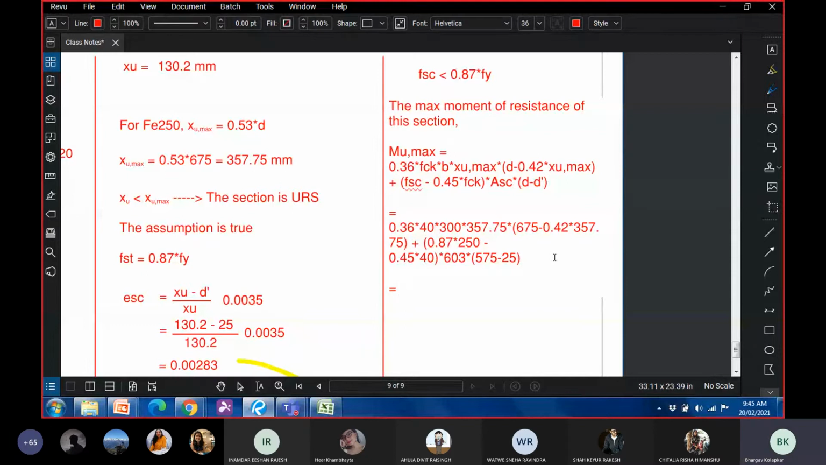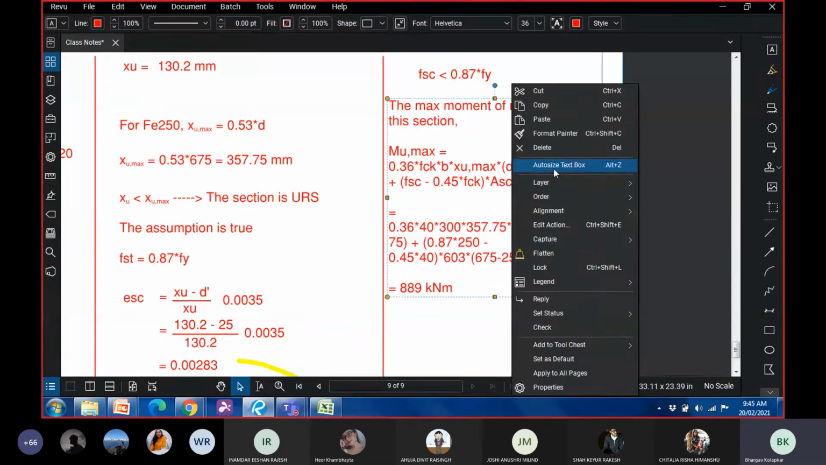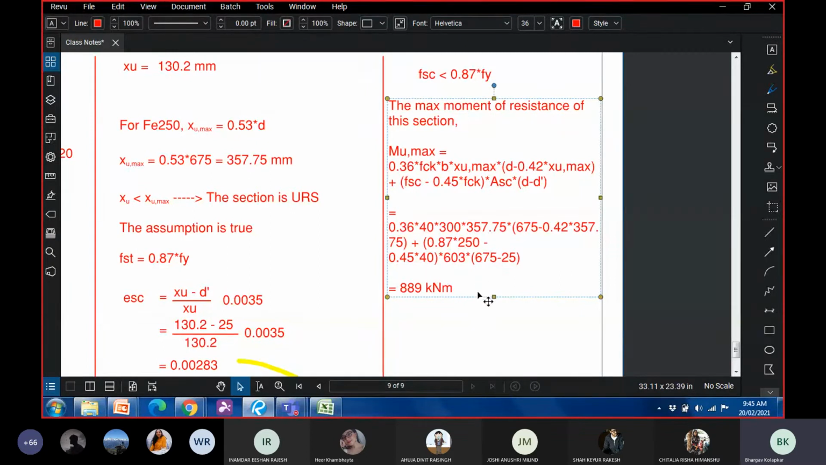D is 675. Yes, correct. And yeah, correct. So you take your time to calculate this. I think there should be around 889 kilonewton meter. Okay. But please verify this because I've just calculated it.